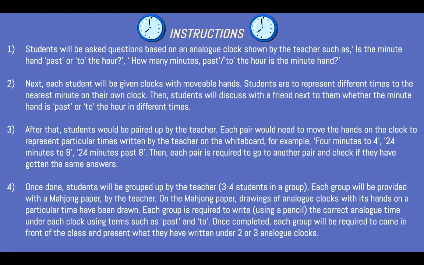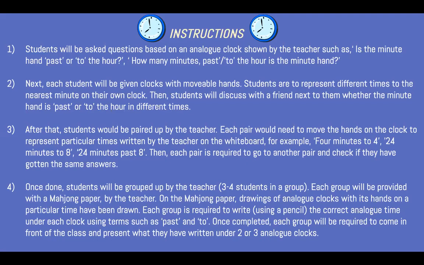Each group will consist of 3 to 4 students. Each group will be provided with a mahjong paper by the teacher. On the mahjong paper, drawings of analog clocks with its hands on a particular time have been drawn. Each group is required to write, using a pencil, the correct analog time under each clock using terms such as past and to. Once completed, each group will be required to come in front of the class and present what they have written under 2 or 3 analog clocks.